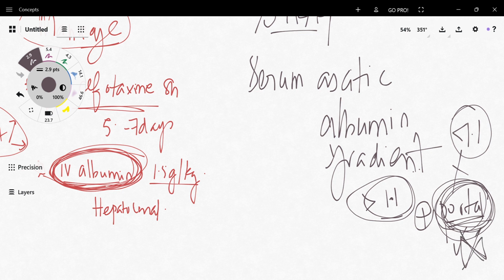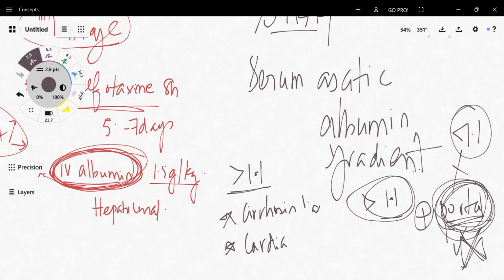Now, if I were to tell you that SAAG is more than 1.1, your differentials for this case will be, first of all, cirrhosis with ascites, right? And then cardiac cirrhosis and Budd-Chiari syndrome, right?